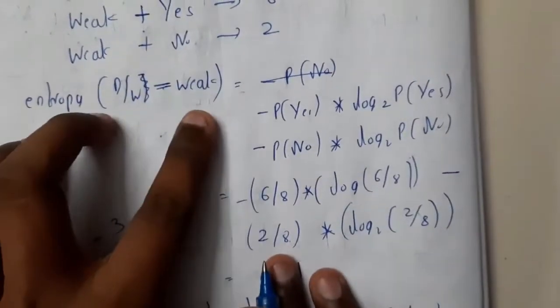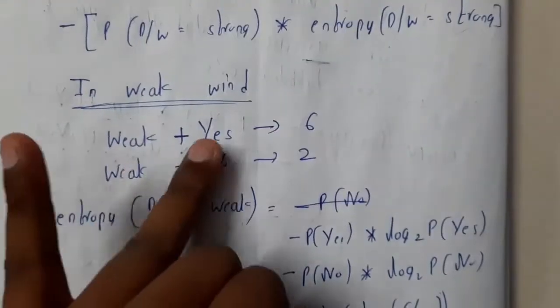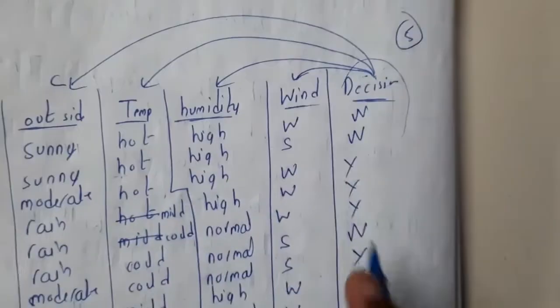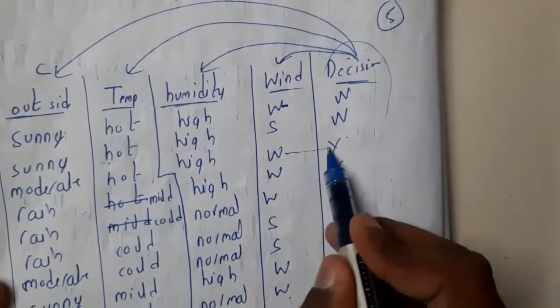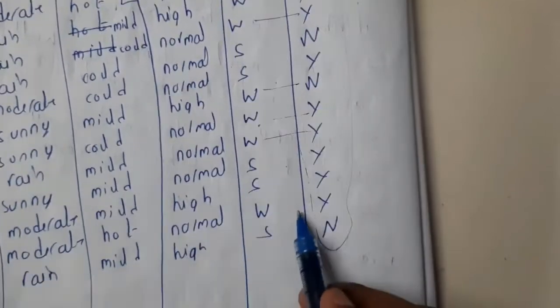So now we will be calculating these two values, guys. I hope everyone remembers the formulas of that. So entropy of weak. Again in weak, we need to check separately for yes and no. So weak plus yes, weak plus no. Weak plus yes is nothing but here you should have weak and here you should have yes. 1, 2, 3, not 4, 5, 6.